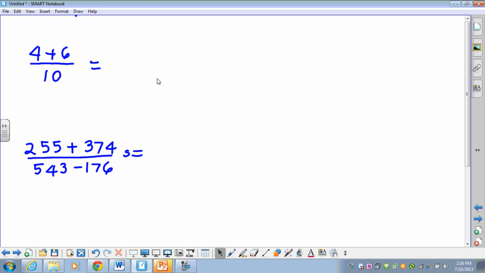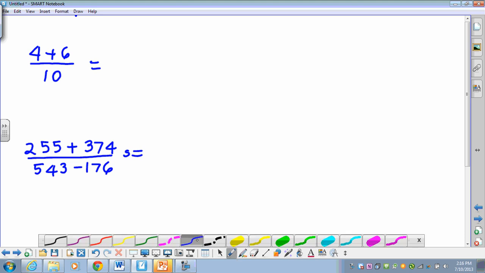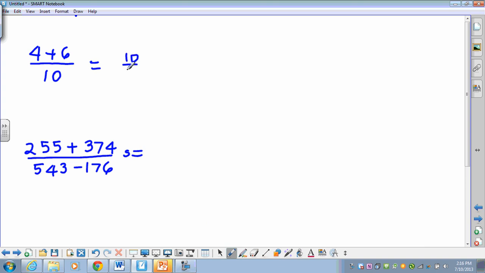So, of course, we should be doing the numerator first. 4 plus 6 is 10, and we're dividing it by 10. So the answer should be 1, and we know that before we even touch the calculator, so the final answer should be 1. Now here's a common mistake that I see some students make entering this into the calculator.